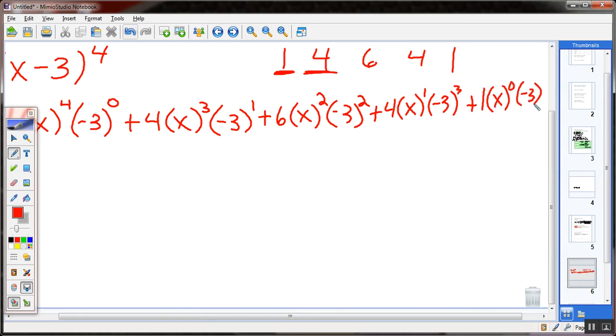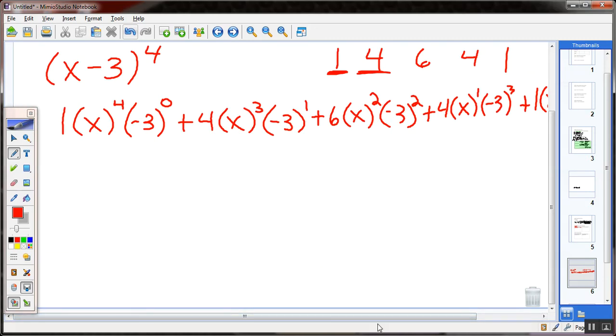Negative 3 to the, okay, now there's a lot of writing, okay? But you understand the pattern with me first. Okay, every time your exponents right here, 4 and 0, what's that add up to? What's 1 and 3 add up to? 2 and 2, 3 and 1, 4 and 0. Why were we in row 4 to begin with?